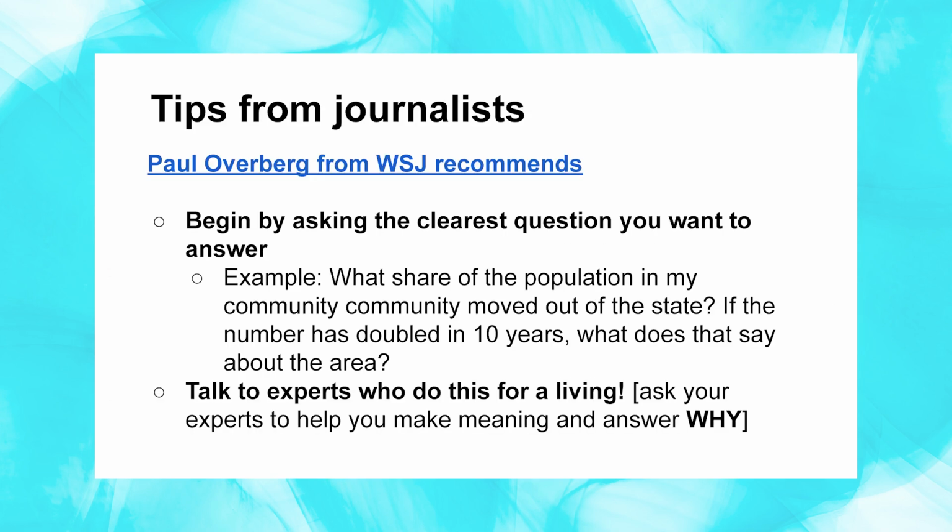When you find the government data you need, here are some tips for journalists on how to use that data. Paul Overberg from the Wall Street Journal suggests beginning by asking the clearest question you want to answer. One example is, what share of the population in my community moved out of state? If the number has doubled in 10 years, what does that say about the area? Talk to experts about the data. Ask your experts to help you make meaning from the data and answer, why is this situation like this?